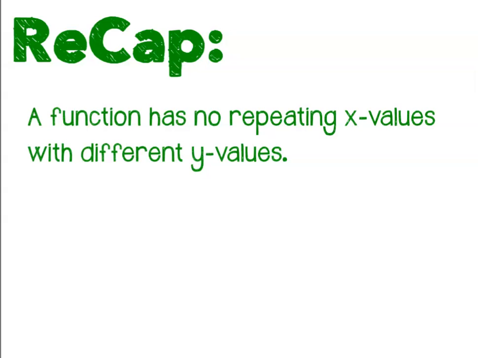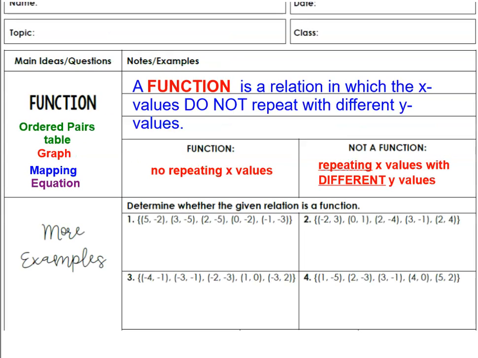Let's recap. A function has no repeating x values with different y values. So I'm going to show you some examples on the next screen. If you'd like to write down this definition in your notes, you can pause the video now.